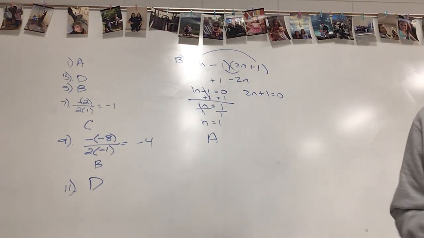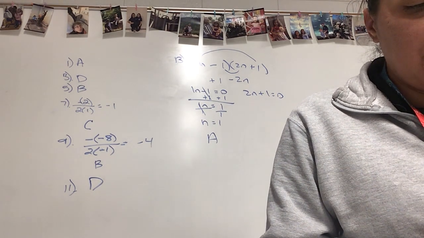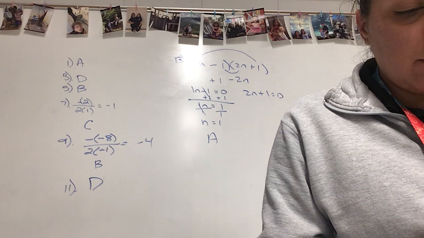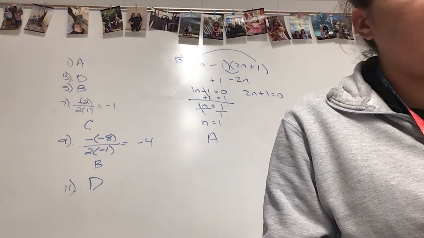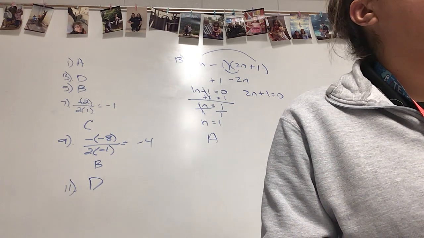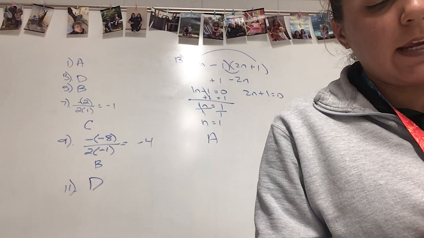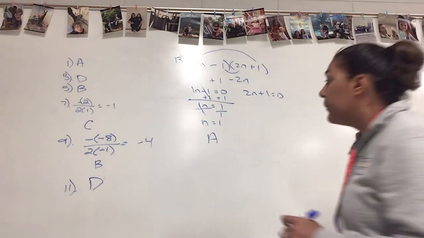Okay, 15. We need something that's going to be factors of 10 and add to positive 11. D. Okay, what is positive 1 minus 10? It's not D. It's B. Positive 1 minus 10 is negative 9. So yes, it is going to be B.